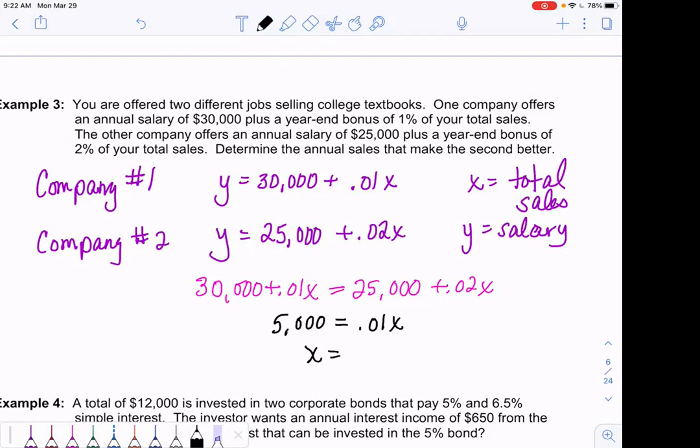Anybody know what the number of sales would be, Cole? 500,000. So 500,000 is when they would be the same. If it was more than 500,000, then the annual sales of the second would be better. So it's going to have to be more than 500,000 to make the second option better. So this is the point where both of them are the same. More than that, then I would want to use option number 2.